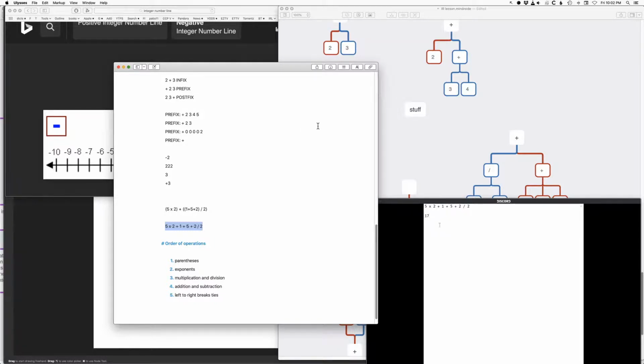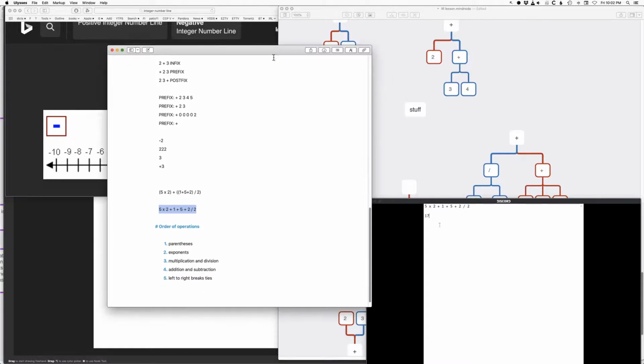So did the answer change? The last answer was 14 when we used parentheses, I'm pretty sure. So it changed. Yep.